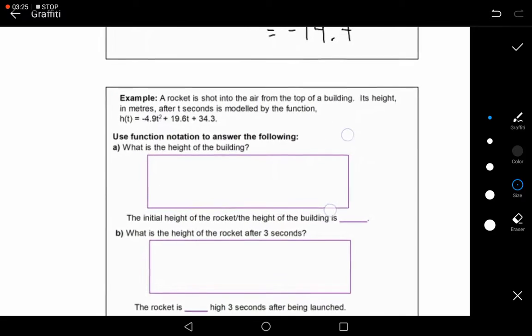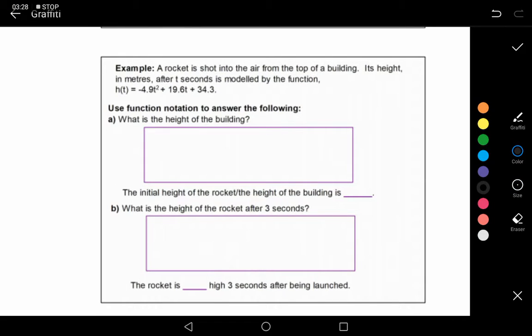All right, so let's look at this word problem here. I'm going to change my color because black is just kind of boring. We'll use purple. Okay, so a rocket is shot into the air from the top of a building. Its height in meters after t seconds is modeled by the function h of t equals negative 4.9 t squared plus 19.6 t plus 34.3. So this sort of question is going to be extremely common in this course, and we'll get a little bit more into it, but for right now, we just want to use our function notation.